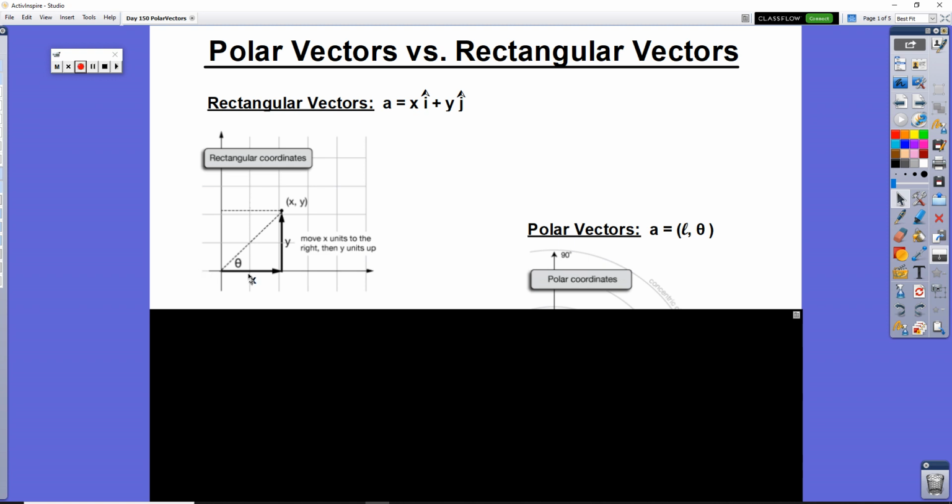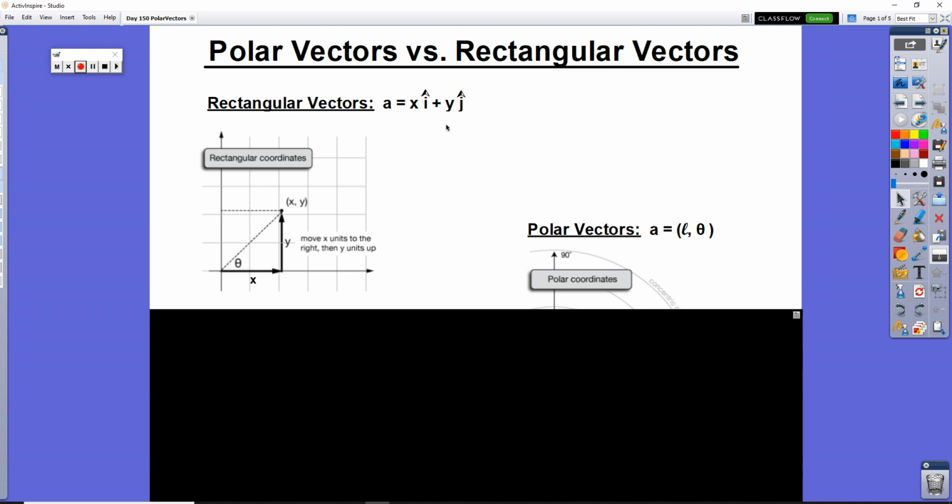They have to follow pathways that are either horizontal or vertical so that we can be moving in either the I direction or the J direction. So you'd move X units in the I direction and Y units in the J direction. And this is what comprises a rectangular vector.